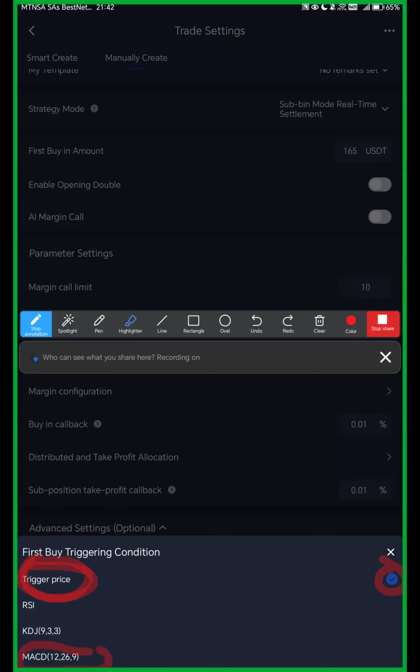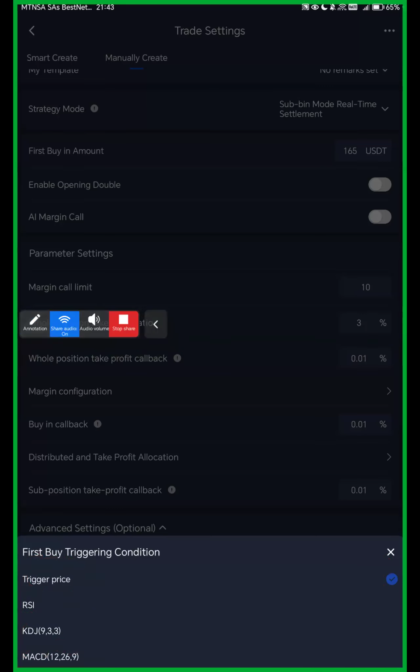So we are going to tick MACD. If we were to use RSI, we could choose RSI. If we were to use KDJ, we could use KDJ. All right, there are lessons about these two indicators as well. But today, MACD. So let's tap on MACD.